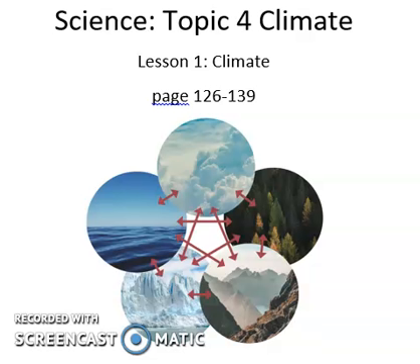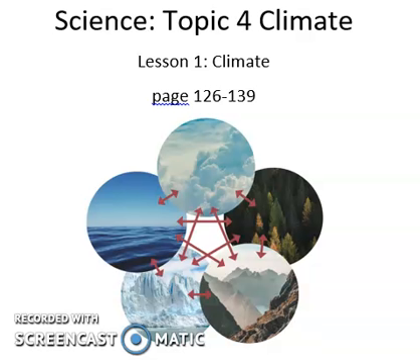Reading check. Compare and contrast. What are the two main differences in the three climate regions? How are they similar? Again, we're going to take the words out of the question and put them in our answer. The two main differences in the climate regions are temperature and precipitation. They are similar because they are all determined by location.